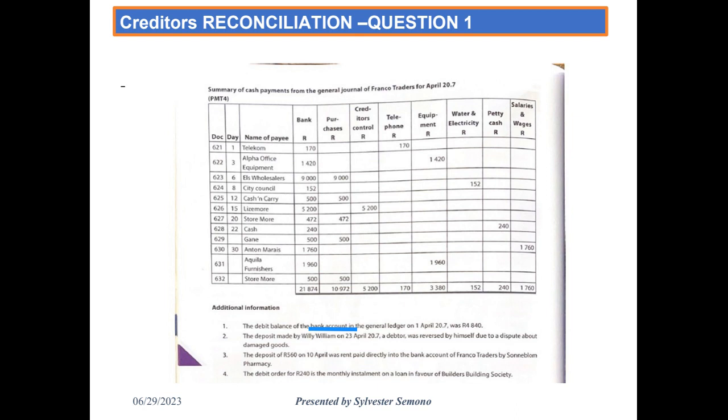630, yes, it's there. 631, yes, it's here. 632 is also present. So we don't have any outstanding checks.